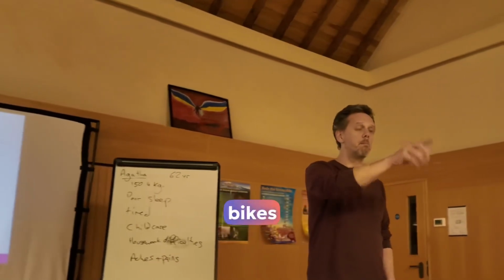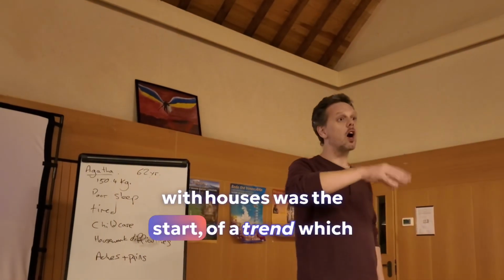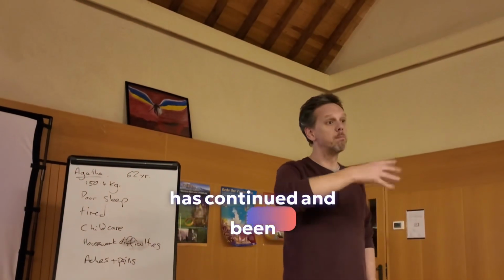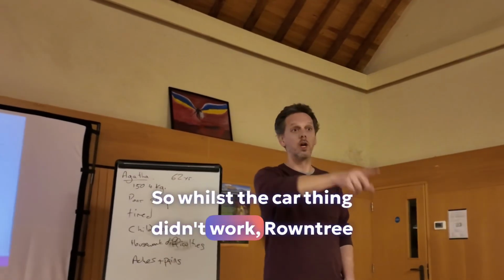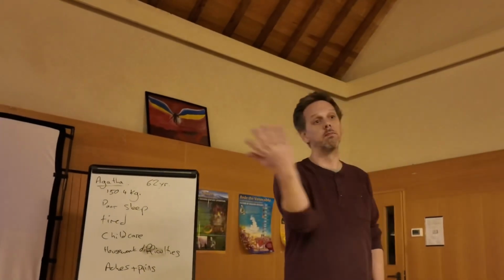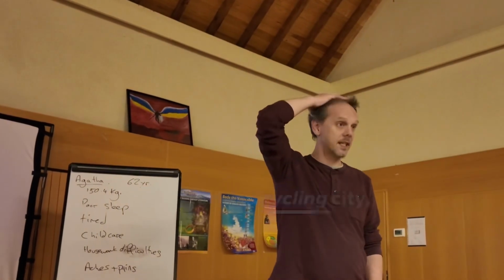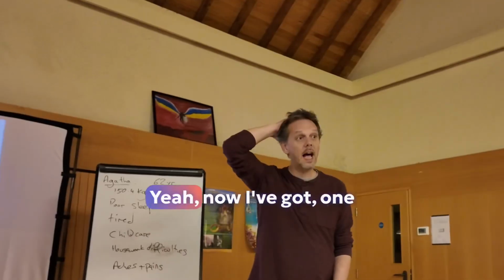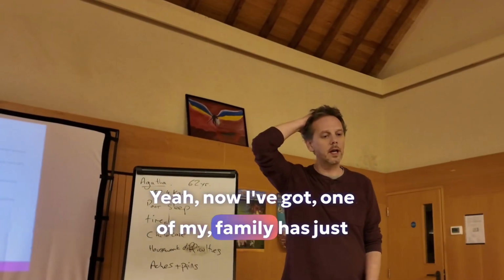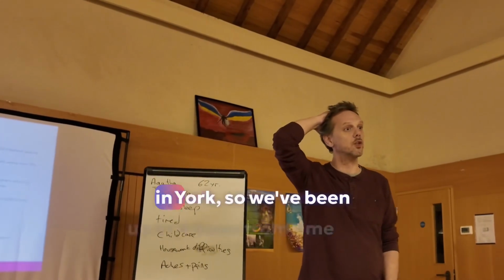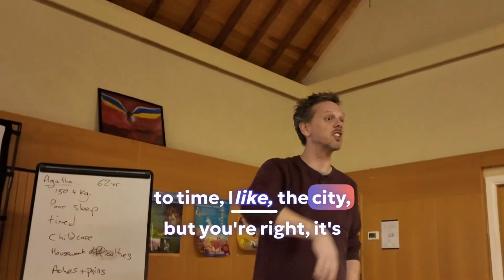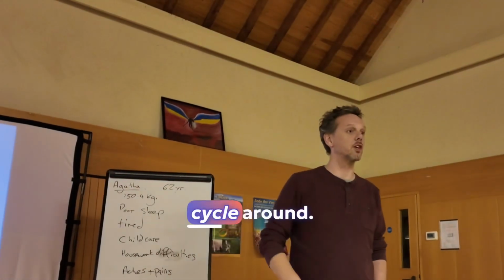So the bikes with houses was the start of a trend which has continued and been built on. So whilst the car thing didn't work, Rowntree did win with the bikes thing. Well, it also worked really well because York is a cyclist city. Yes, and that's the other thing that needs to be considered. One of my family has just finished a master's in York, so we've been up and down from time to time. I like the city, but you're right, it's nice to cycle.